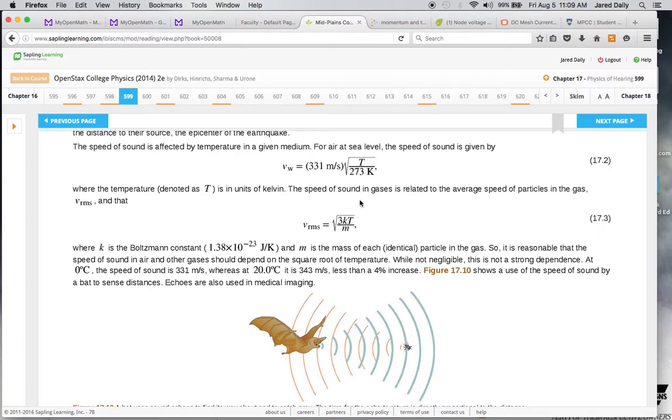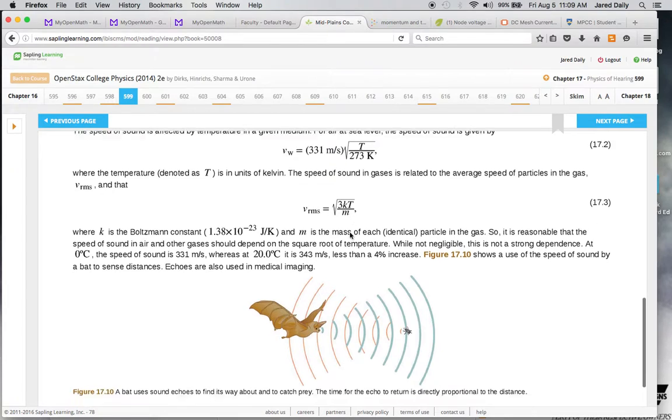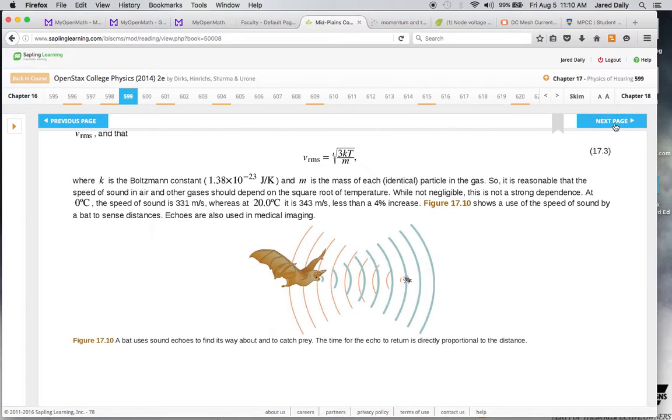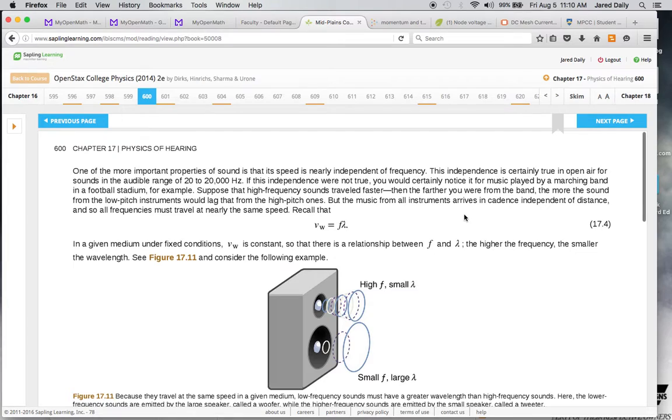And then you can get the RMS speed of the particles in the gas. That's what I'm trying to say. So the average speed, which is the root mean squared, the average speed of the particles in any particular gas, is the square root of 3 times k times T over m, and that has a lot to do with how the speed of sound changes as temperature changes.